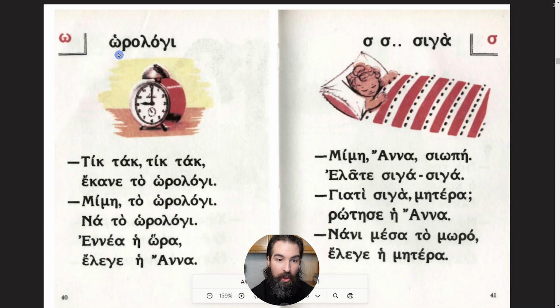Ωμέγα. Ορολόγι. Τικ τακ. Έκανε το ορολόγι. Μίμη το ορολόγι. Να το ορολόγι. 9 η ώρα, έλεγε η Άννα.